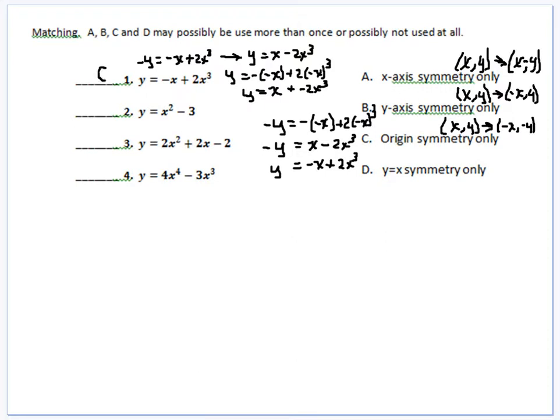That one is c. And then when you switch around the x for y, the x, y one means you switch the order. That's going to be y, x. So on number 1, that's going to be x equals negative y plus 2y cubed. Well, there's no way that's the same. So number 1 was just c.